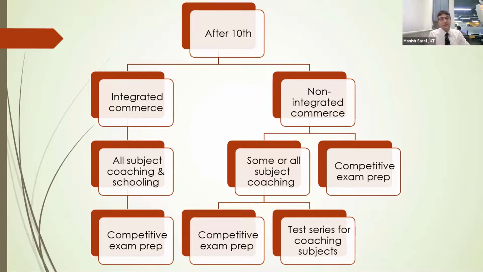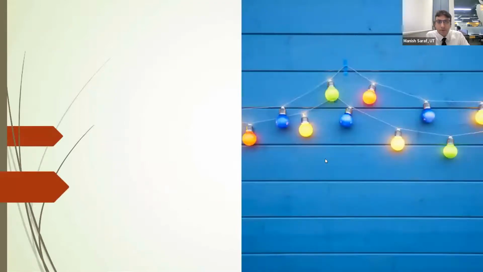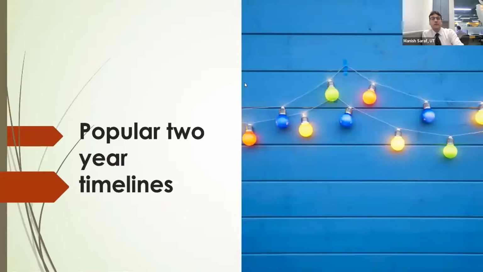At first level, you decide whether it is integrated or non-integrated. At second level, you decide how many subjects and which subjects you want to pick. And then you decide on your competitive exams. So let me show this. I'm in the last part of my presentation now, and then I'll hand it over to Anubhav sir, and then we'll do Q&A.